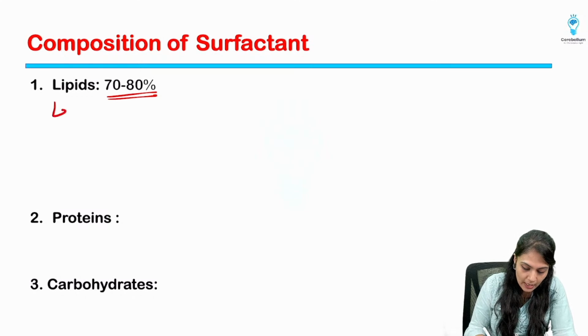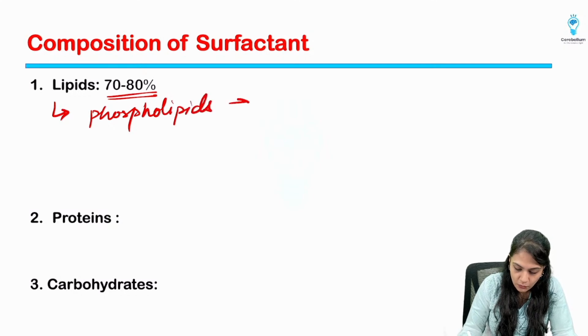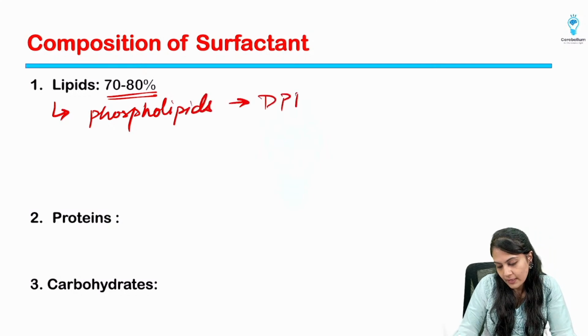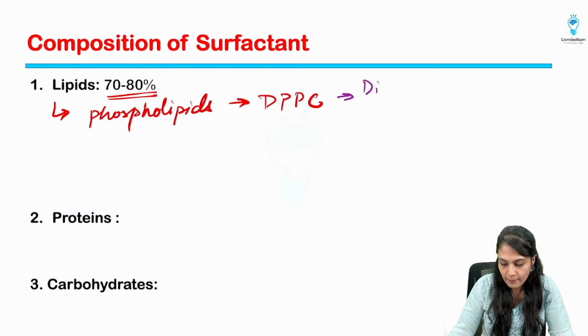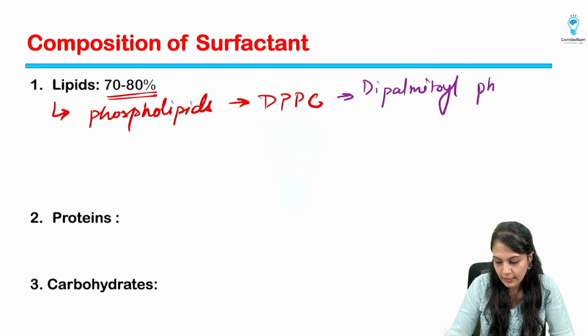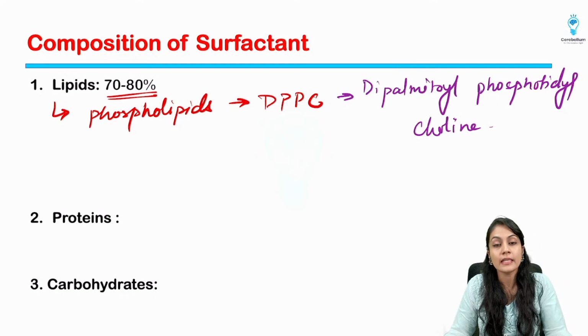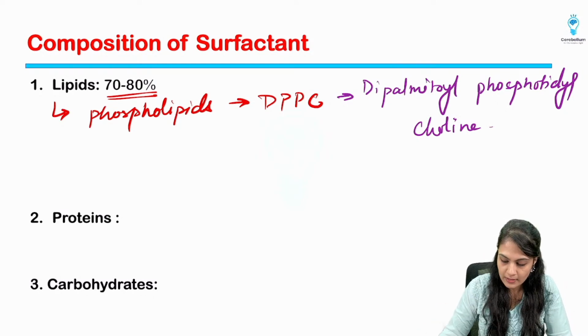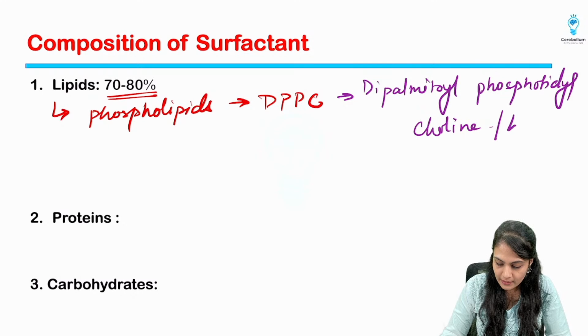So which lipids are the main one over here? The phospholipids are going to be the main ones. And out of this phospholipid, remember, one phospholipid is very important, that is the dipalmitoyl phosphatidylcholine, which is also known as DPPC, or this is also known as dipalmitoyl lecithin, or simply the lecithin.